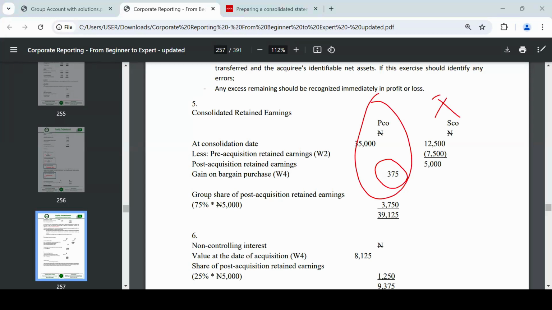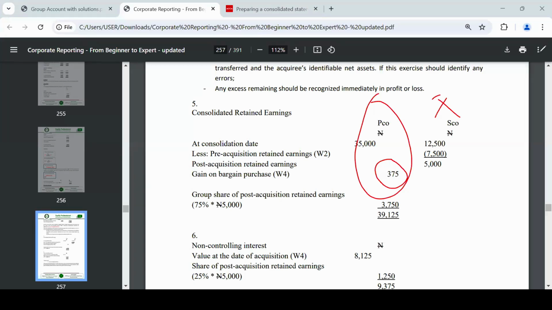It is the parent company that has just made an acquisition. They are the ones who own 100% the gain on bargain purchase. So it should only be under parents' retained earnings. It should be an addition to parents' retained earnings.